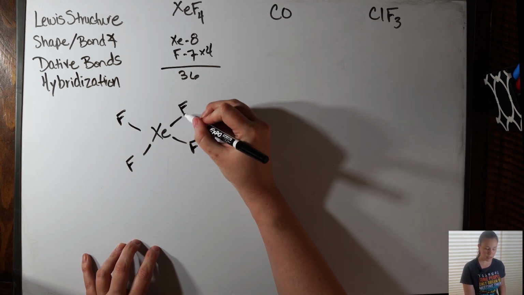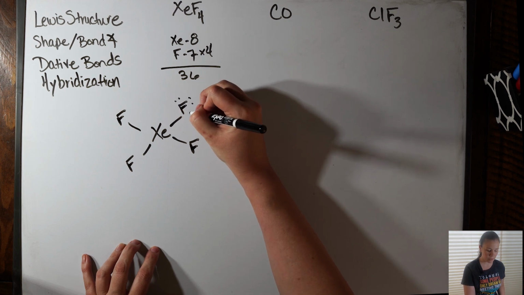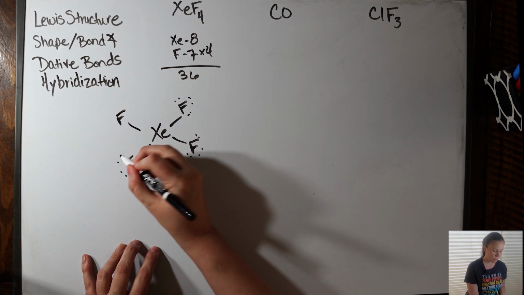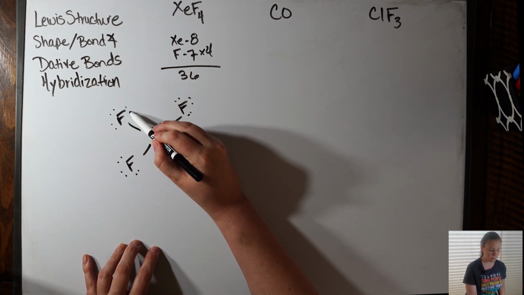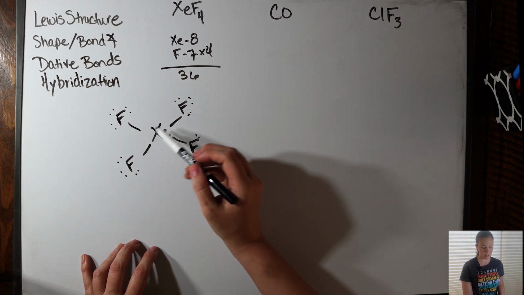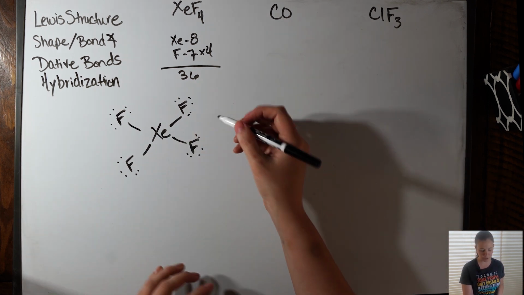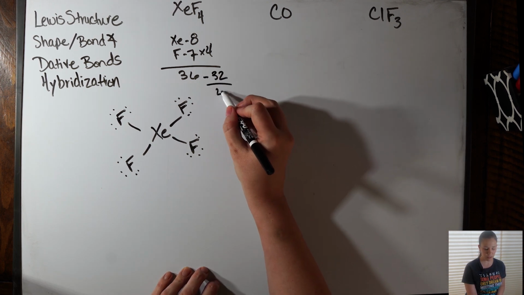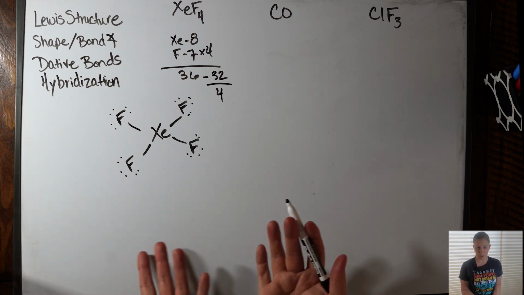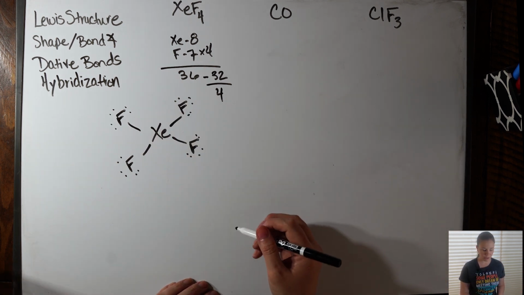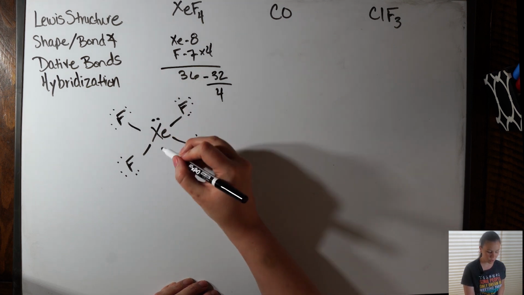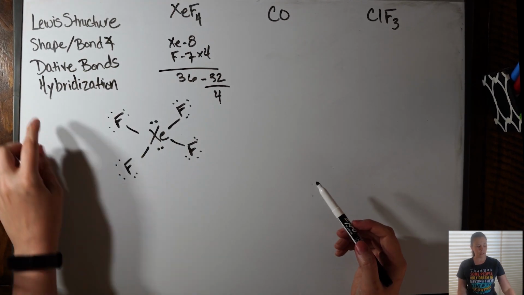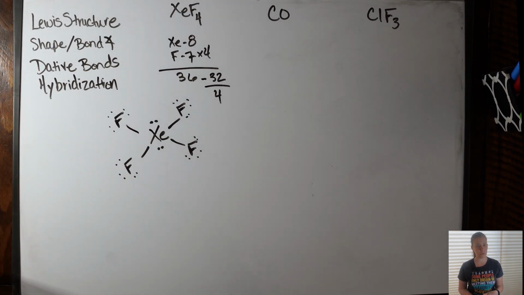Now each fluorine, since it's got a single bond already, can have 6 more electrons, or 3 more lone pairs on that fluorine. If we count this up, the 6 valence electrons on each fluorine plus the 8 electrons involved in the set of 4 single bonds actually only totals 32 electrons. So here I have a difference of 4 electrons. Where am I supposed to put those? Well, xenon, fortunately, can have an expanded octet, and so we're just going to put those 4 electrons on that central atom.